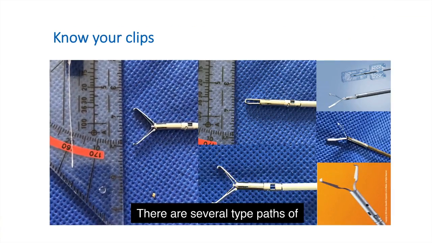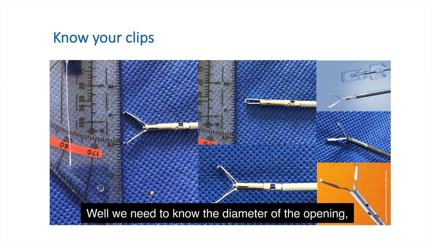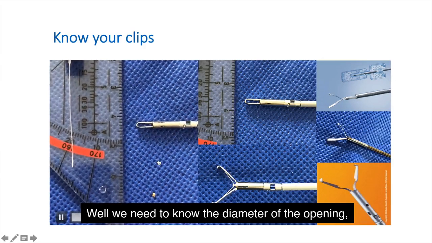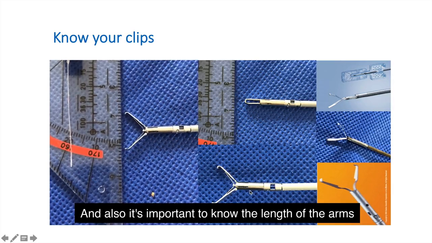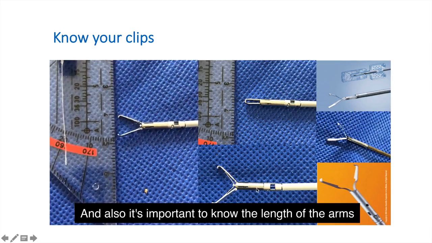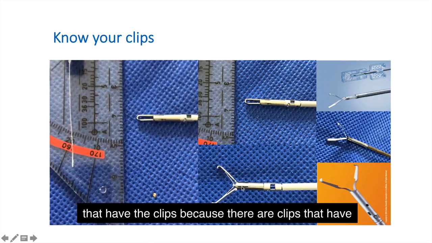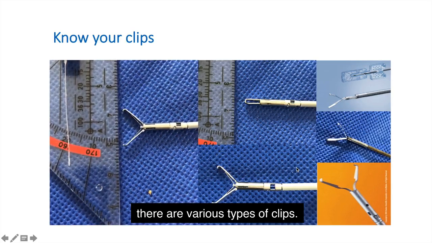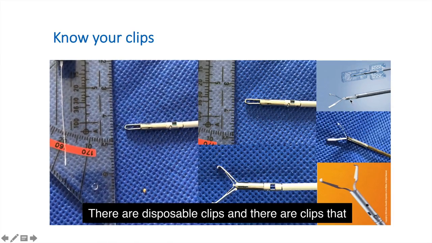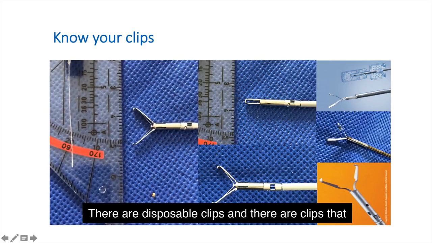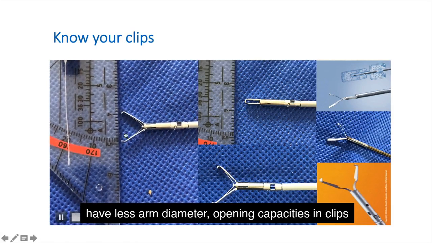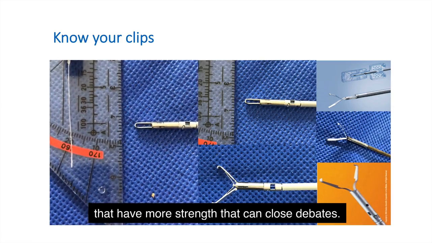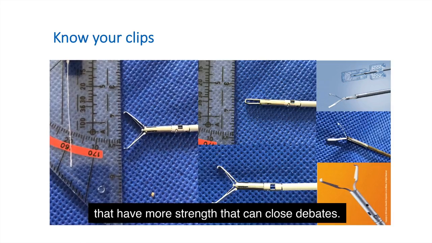There are several types of clips which we need to know well. We need to know the diameter of the opening hands of the clip, and it's also important to know the length of the arms that have the clips, because there are clips that have short and long arms. As you can see here, there are various types of clips. There are disposable clips, and there are clips that have less arm diameter opening capacity, and clips that have more strength that can close defects.